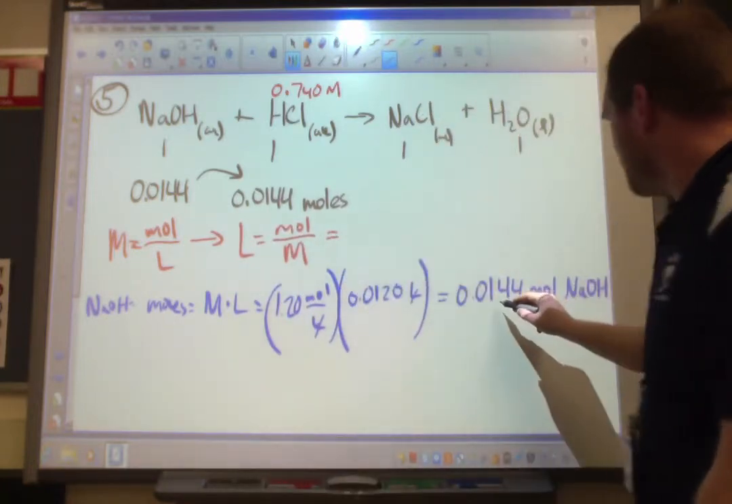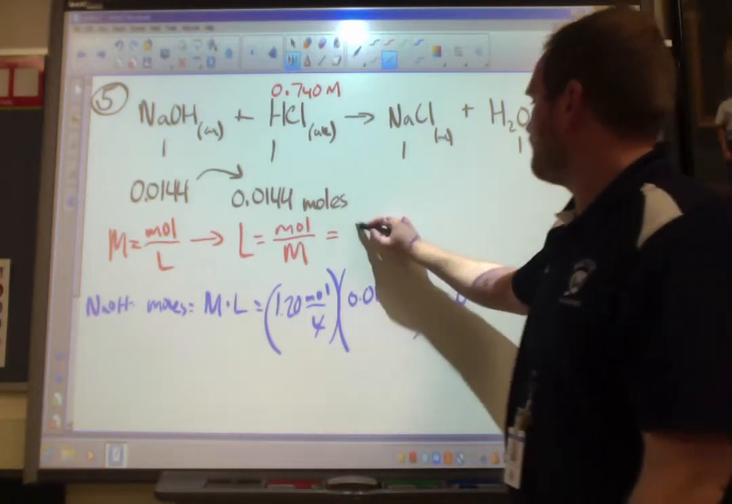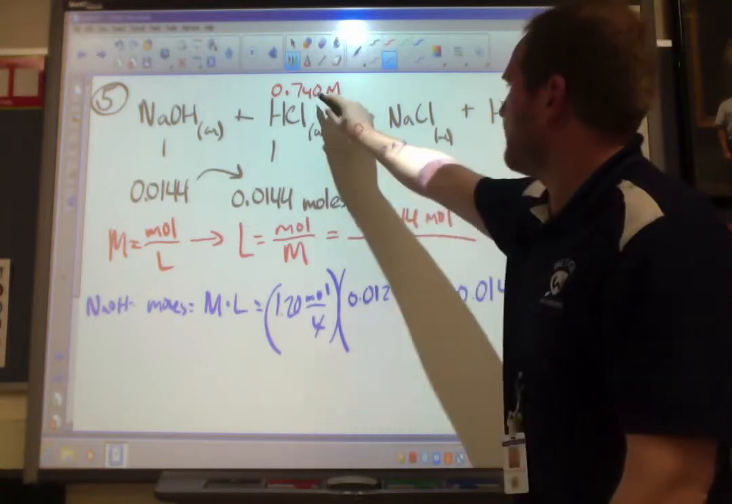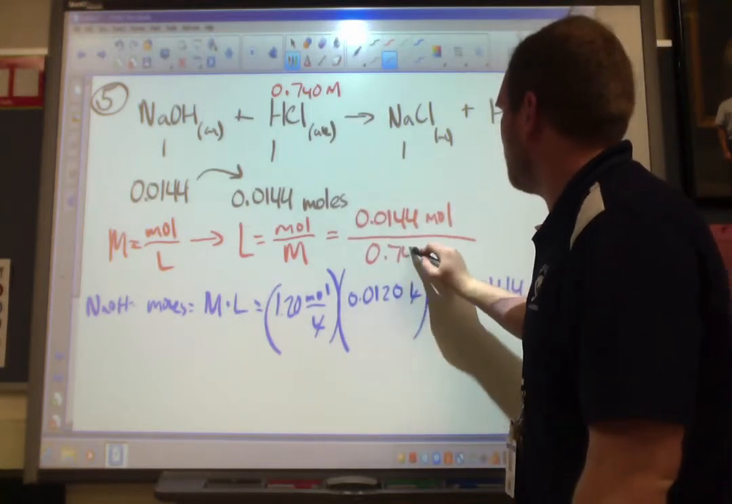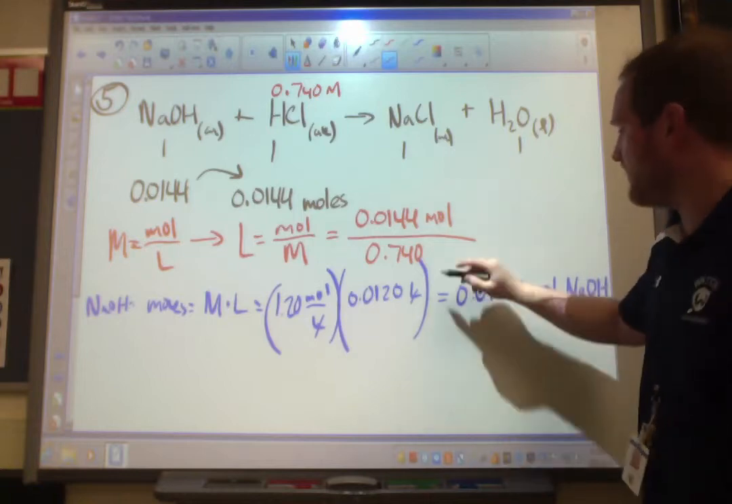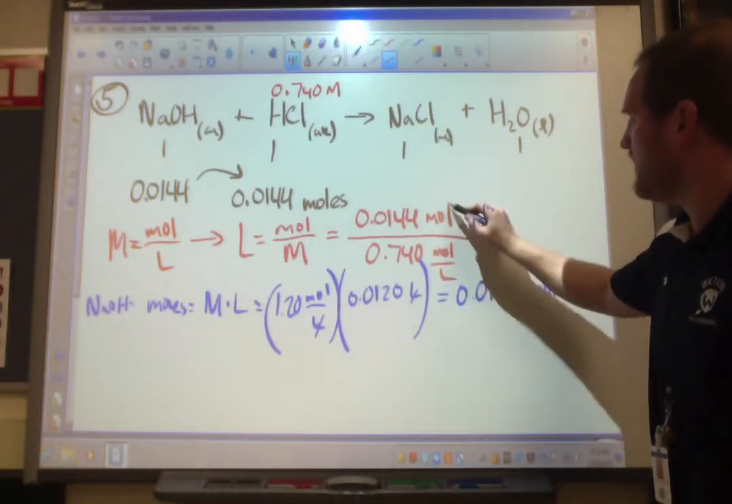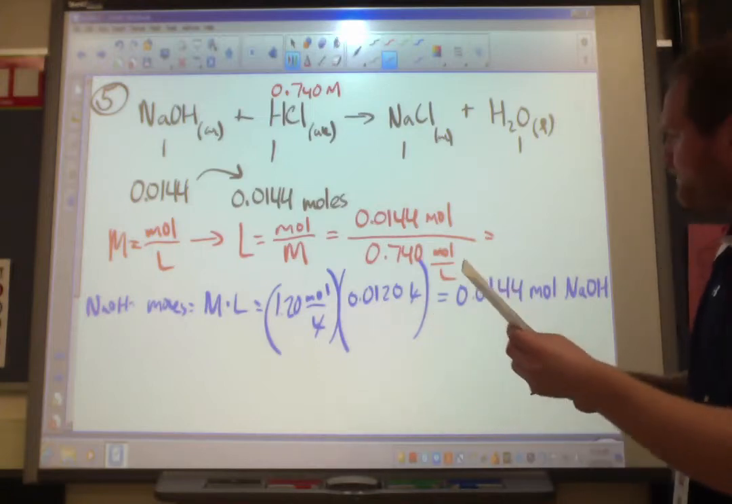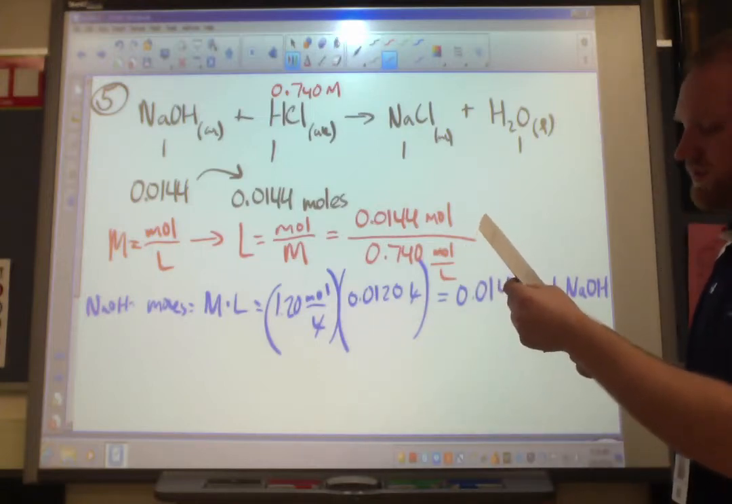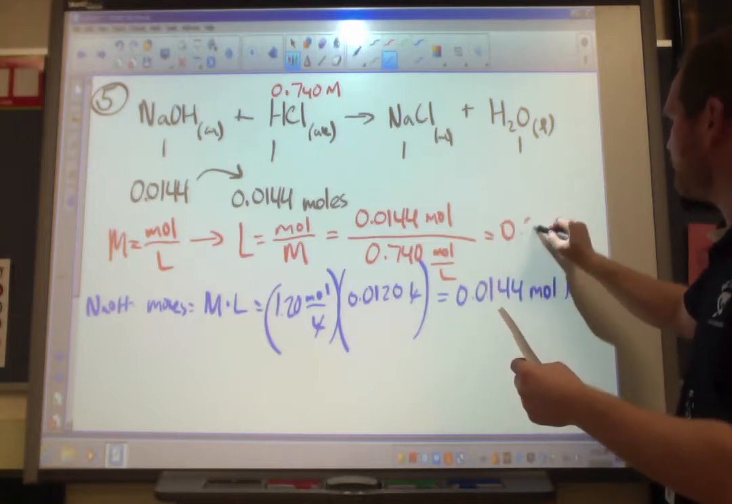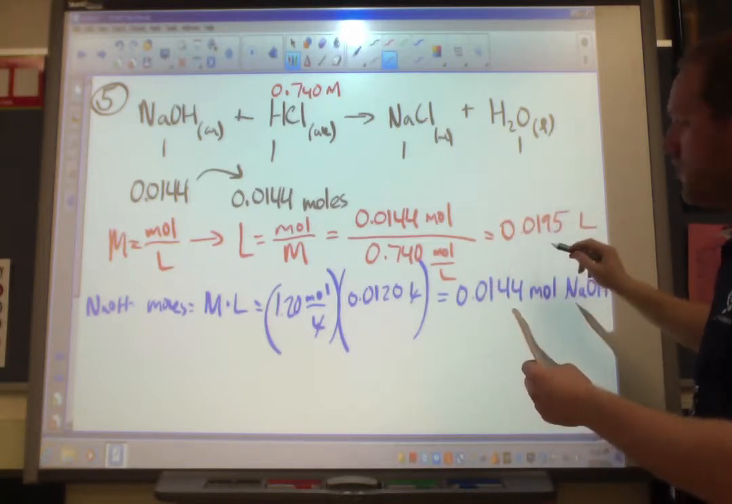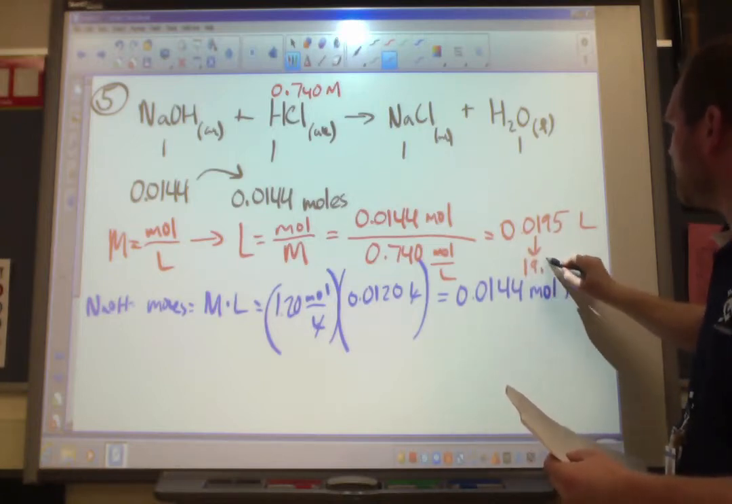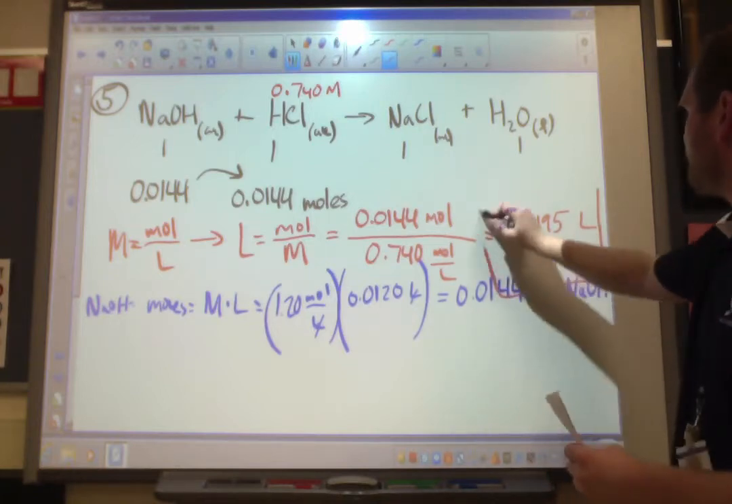So my moles is 0.0144. My molarity is 0.740, but just for the sake of units, let's say moles per liter for that. Mole cancels mole, liter comes to the top, and the final answer we get is 0.0195 liters. Or if we want to convert that to milliliters to be more practical, 19.5 milliliters.